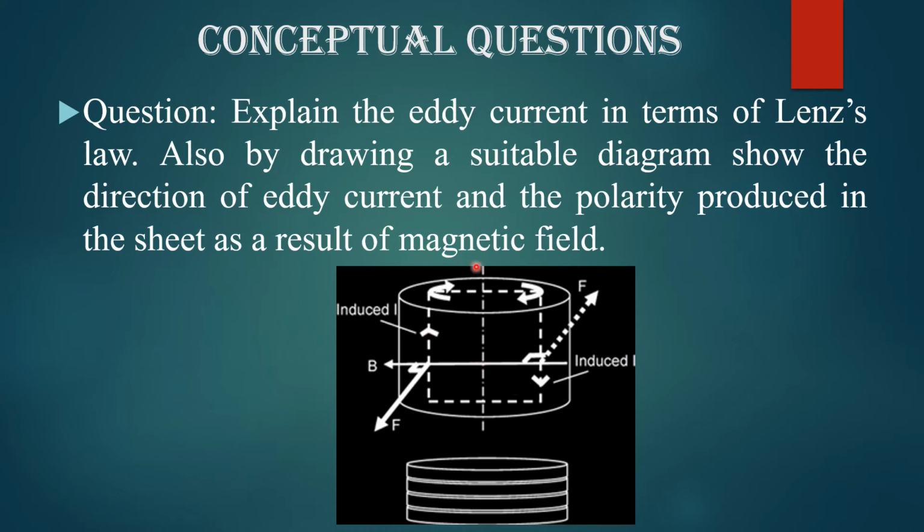So this induced current or eddy current will oppose the change in magnetic flux. Due to that, there will be a force that will oppose the rotation of this cylinder, and due to that force there will be heating effect. We can reduce this heating effect or these eddy currents by using a stack of coins and the insulation between these stacks of coins.